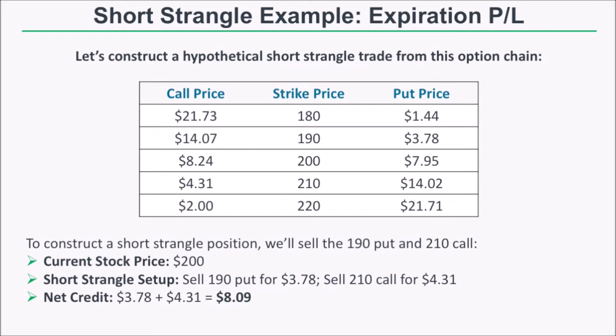So in this example, we're going to sell the 190 put for $3.78, and we're going to sell the 210 call for $4.31, which will give us a net credit of $8.09. So based on this trade, let's go ahead and take a look at the expiration risk profile graph.